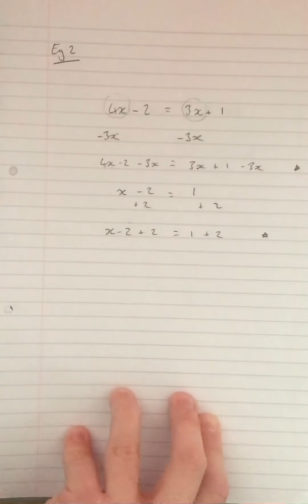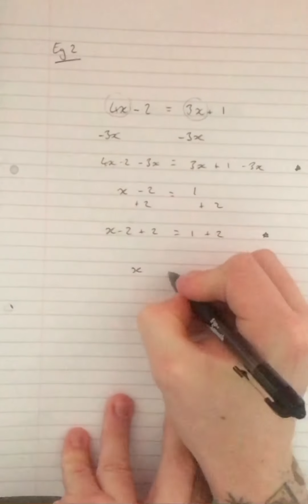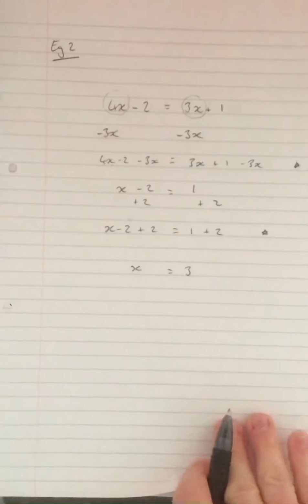This is the line of working you don't necessarily need. X take 2 add 2 just leaves us with x. 1 plus 2 leaves us with 3. Right guys, a question for you to try. You've got 6x take 4 is equal to 4x plus 4. So please pause the video and have a go.